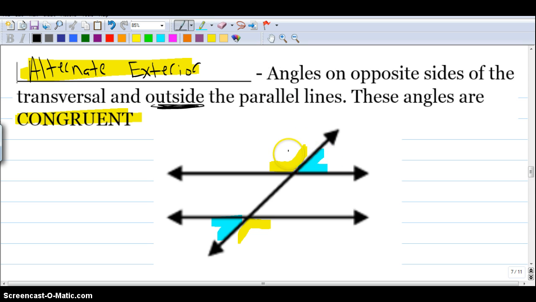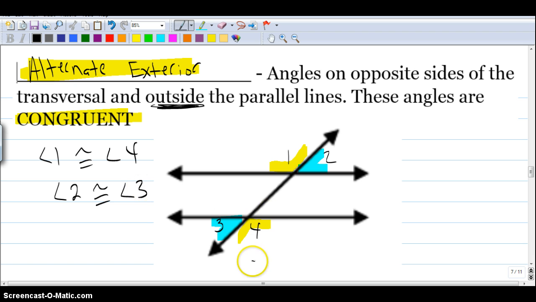So we'll number them. 1, 2, 3, and 4. That way you know that angle 1 is congruent to angle 4. And angle 2 is congruent to angle 3.